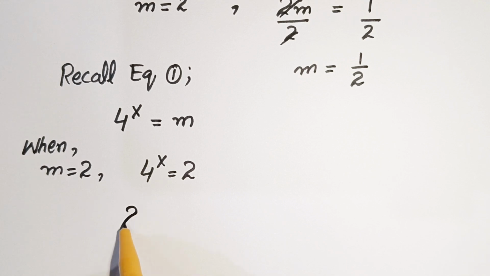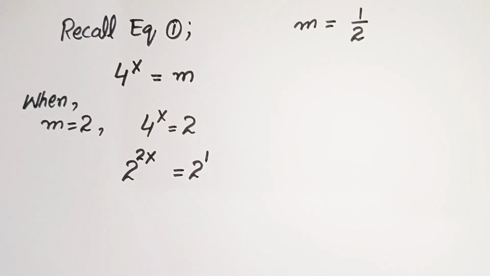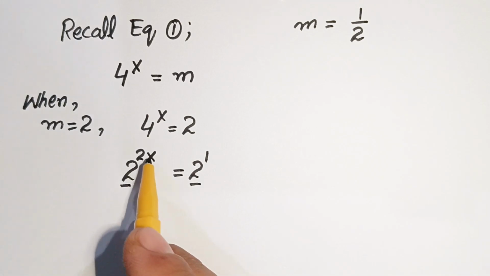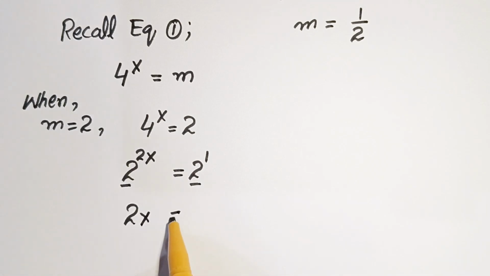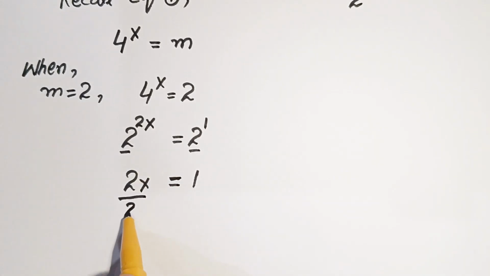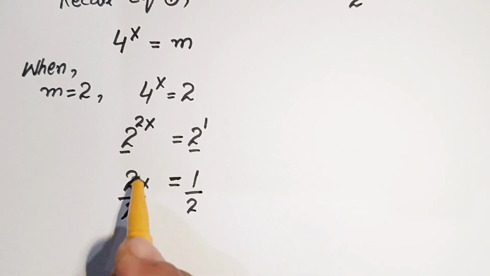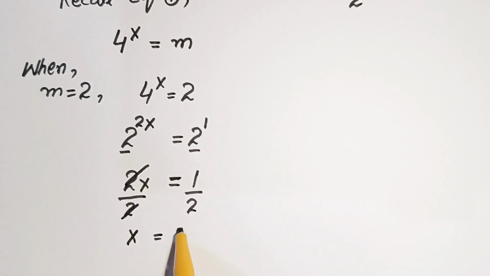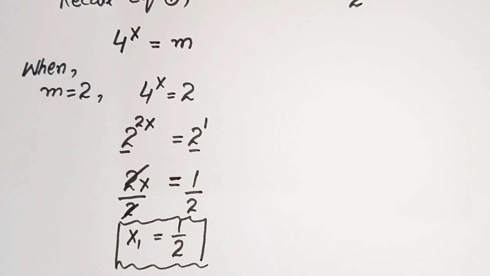So this 4 is 2 squared, to the power x, is equal to 2, and this 2 can be written as 2 to the power 1. So here the bases are the same, so the exponents are equal: 2x is equal to 1. Now dividing by 2 on both hand sides, cancelling this 2, we get x is equal to 1 over 2. So it is our first value of x, that is 1 over 2.